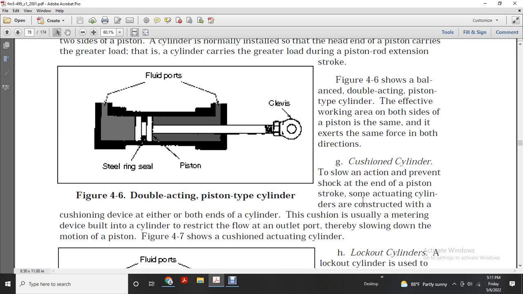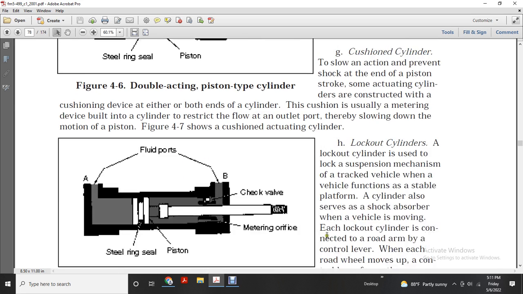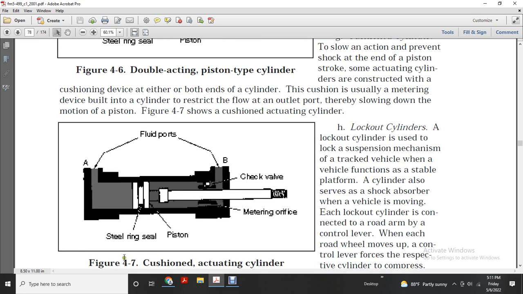G, cushion cylinder. The cushion slows the action to prevent shock at the end of the piston stroke. Some actuating cylinders are constructed with a cushion device at either or both ends of the cylinder. The cushion, usually a metering device built into the cylinder, restricts the flow at the outlet port, thereby slowing down the motion of the piston. Figure 4-7 shows the cushion actuating cylinder: fluid ports A and B, check valve, metering orifice, steel ring, seal, piston.